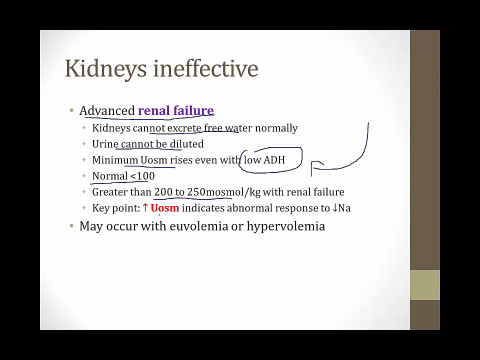And the key point here is that high urinary osmolarity in the setting of hyponatremia indicates an abnormal response to the low sodium levels, and that means there is a problem with the kidneys. And then finally, you might think that if the kidneys cannot excrete free water, the patient would have signs of hypervolemia like lower extremity edema and elevated jugular venous pressure. However, it turns out that in clinical practice, hypervolemia is not a reliable sign in the setting of advanced renal failure, and patients can develop hyponatremia even when they appear euvolemic on clinical exam.